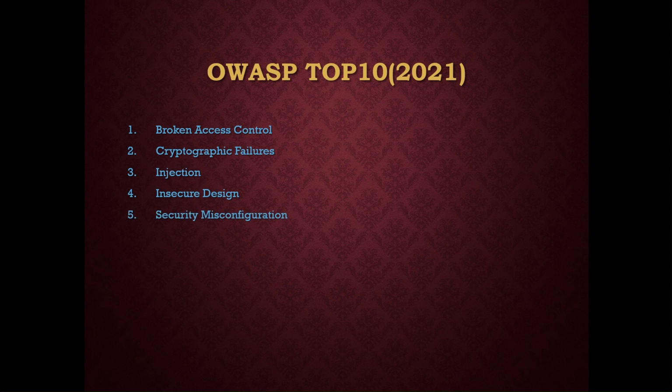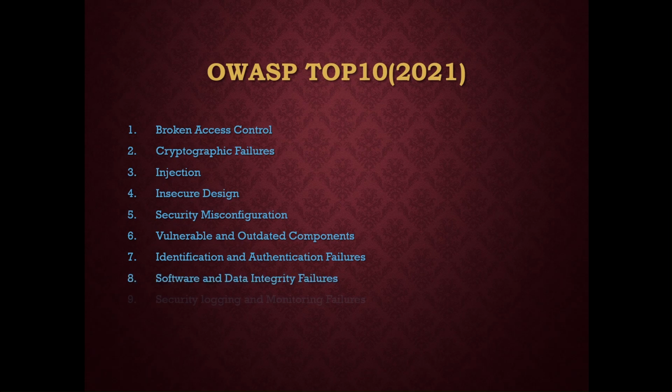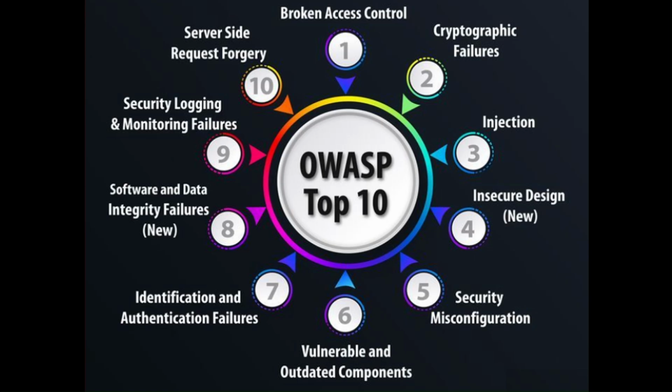Top 10 security vulnerabilities. Number 1 is broken access control. Number 2, cryptographic failures. Number 3 is injection. Number 4, insecure design. Number 5, security misconfiguration. Number 6, vulnerable and outdated components. Number 7, identification and authentication failures. Number 8, software and data integrity failures. Number 9, security logging and monitoring failures. And last, number 10, server-side request forgery. These are the top 10 OWASP 2021 security vulnerabilities. It was released in 2021.